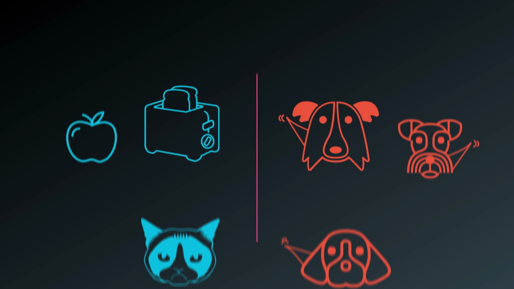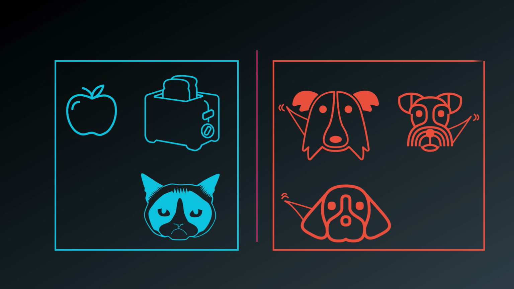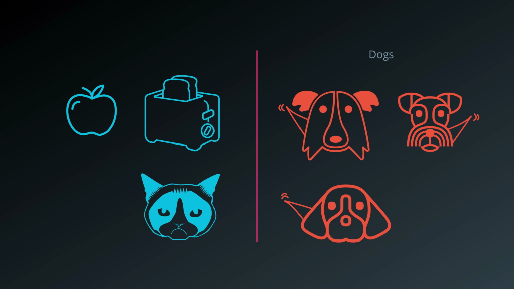Let's look at this classification problem. We need to find a property that separates the set on the left from the set on the right. It seems like the solution is easy. The set on the right is made of dogs, and the set on the left is made of things that are not dogs. But what if we oversimplify this?